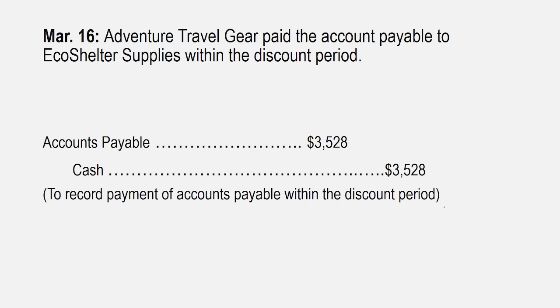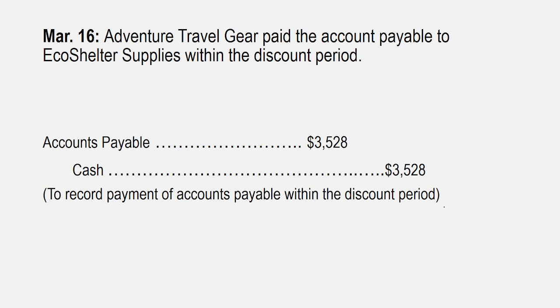Okay, go to next economic events. On March 16, in these transactions, Adventure Travel Gears pay off their accounts payable to EcoShelter Supplies within the discount periods, and they're taking the advantage of discount terms offered.